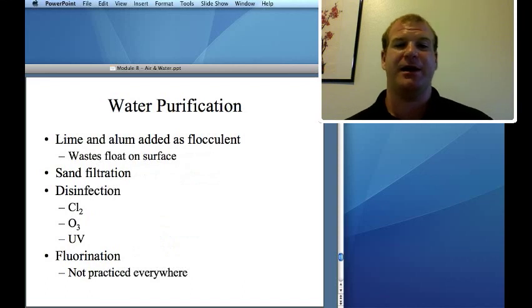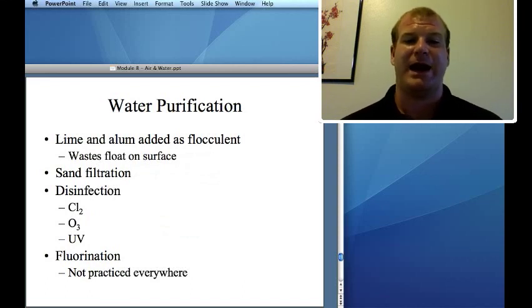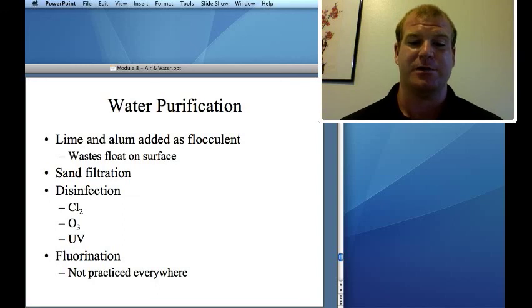So how do we purify water? Lime and/or alum is added to it as a flocculant, and what a flocculant does is cause things to float. So a lot of waste will float on the surface of the water. Then typically the water is sand filtered, and the bacteria in the sand eat the waste, and then we disinfect the water by various methods. Most common here in the United States is chlorination, and then the water is fluorinated. We don't do this on Oahu. We don't purify our water. We drink spring water, and we also do not fluorinate the water here in Hawaii.